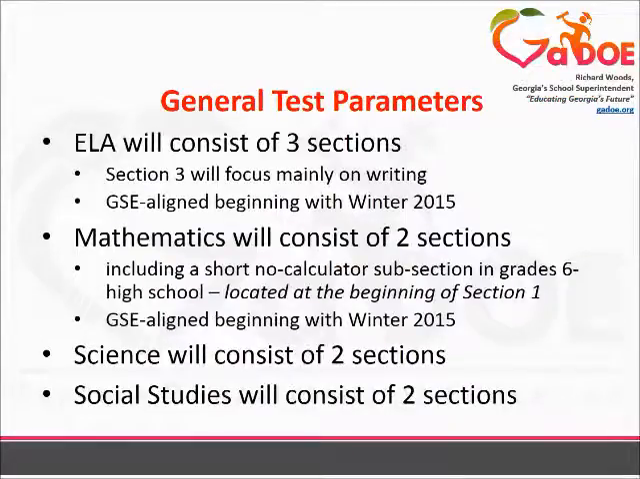The general test parameters are: ELA, which consists of 3 sections. Section 3 will focus mainly on writing, where the students will be expected to do an extended response. The mathematics will consist of 2 sections. Science will consist of 2 sections, and social studies will consist of 2 sections.